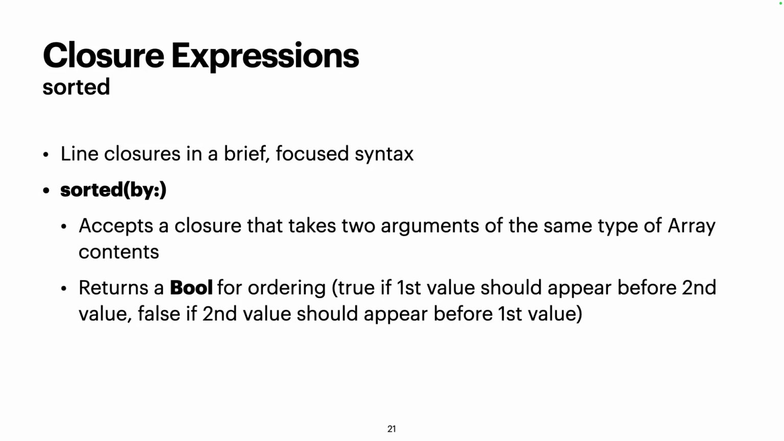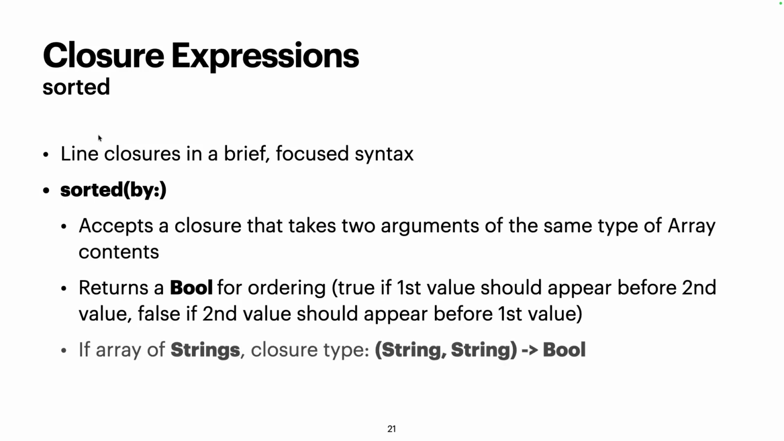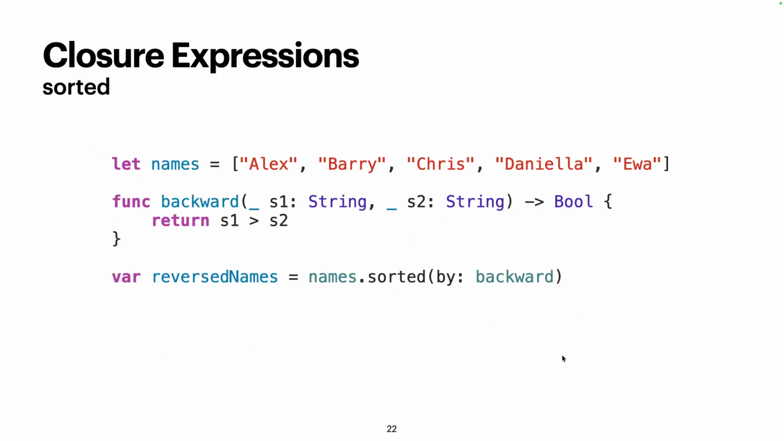So if the function returns true, that means the first value should appear before the second value, and if it's false, it's the other way around. So for example, if we're sorting an array of strings, the closure type that it accepts is a function with two arguments of those strings and returns a Boolean. So let's take a look at this code. We have an array of strings called names.